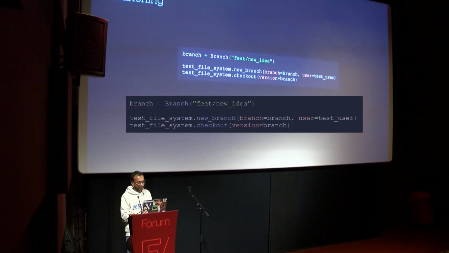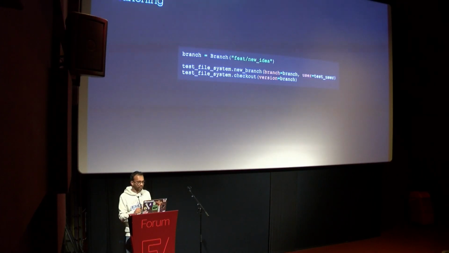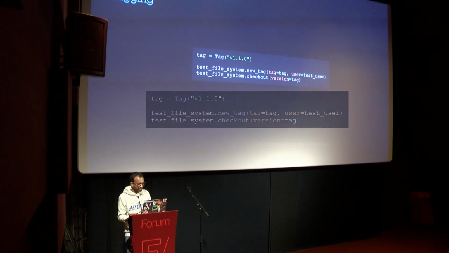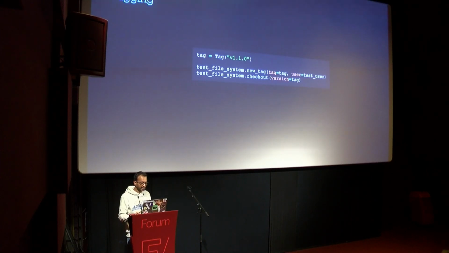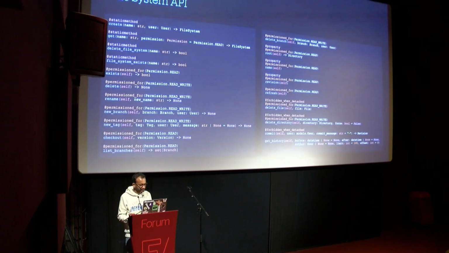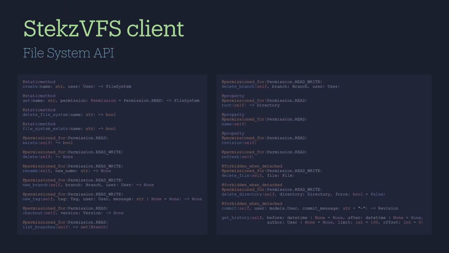Branching is also very easy. You can create a new branch, giving a branch name, and then once you have checked out that branch, you can just do all the usual functions on that file system afterwards. Tags are also the same story, but as you know, in regular Git, when you check out a tag, you are in this detached head state. Just keep that in mind. I'll get back to that in a second. So to conclude, these are all the functions available for you in file system class.